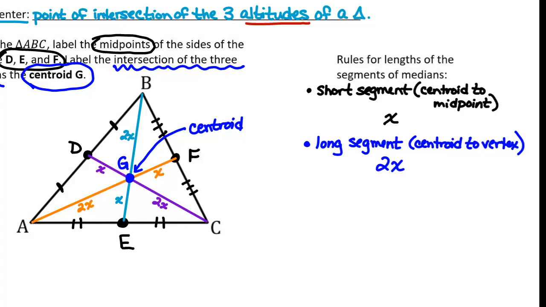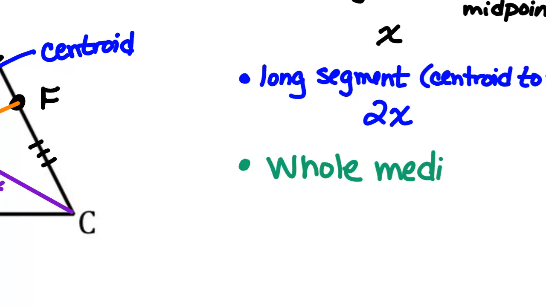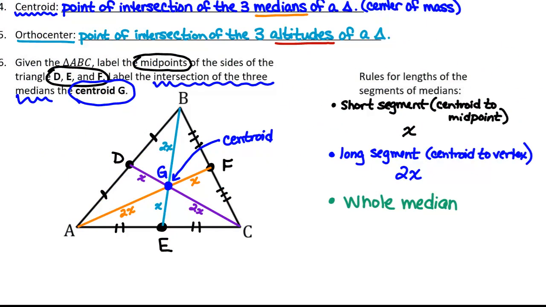So when I'm labeling my triangles, when I'm looking at these triangles, from the centroid to the midpoint gets labeled as X. From the centroid to the vertex gets labeled as 2X. So the whole segment would have to be how big? If this short piece is X and the big piece is 2X, how big is the whole thing? 3X.